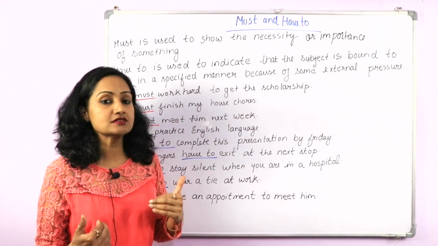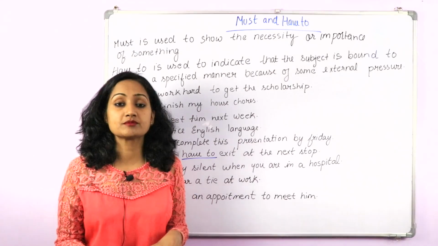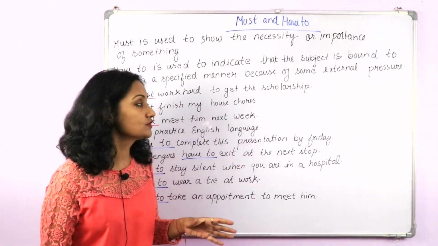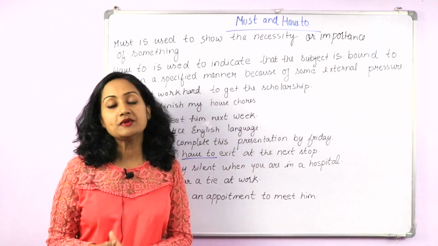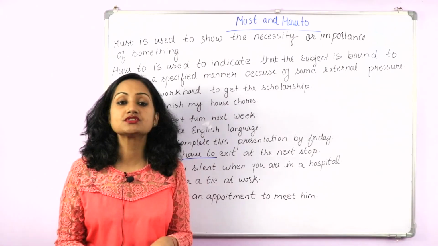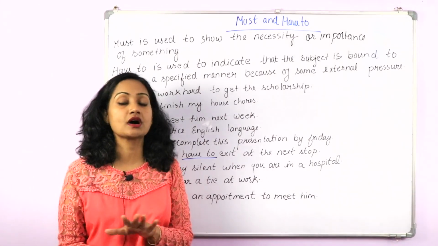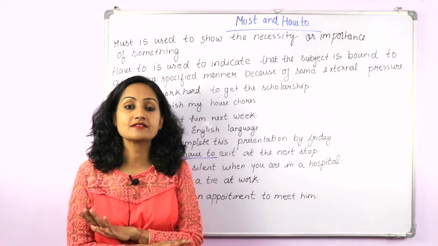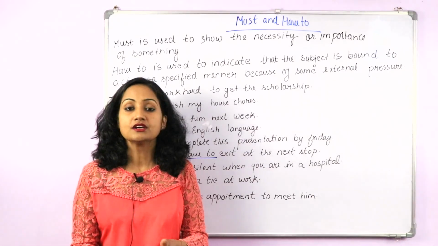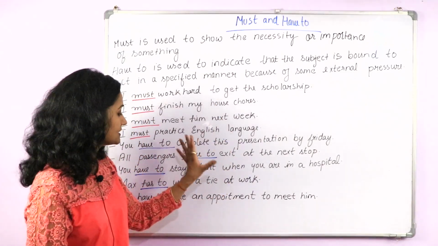When it's a personal obligation, you think something is important or necessary, you can use must, and when there is an external obligation, that time you have to use have to. In that case, you can't use must because that becomes a compulsion. Then you don't have any choice but to follow that. So this is the difference between must and have to.